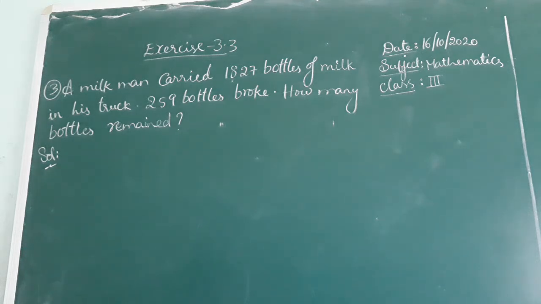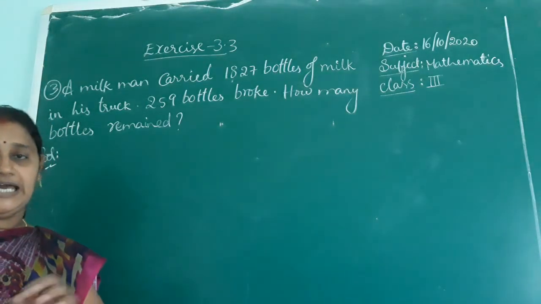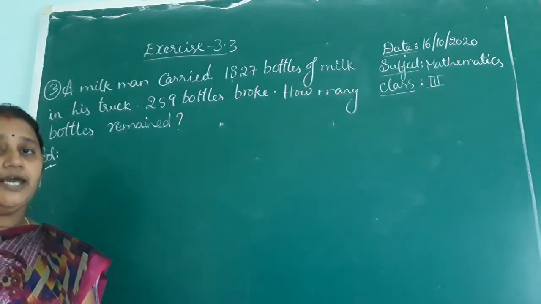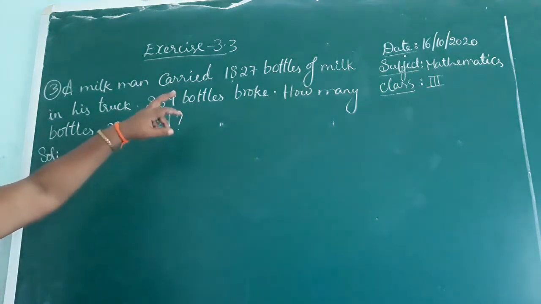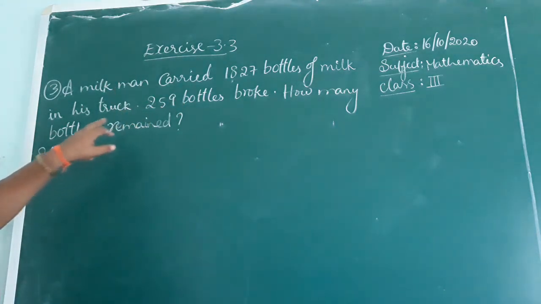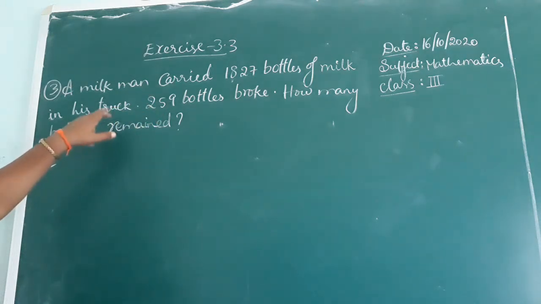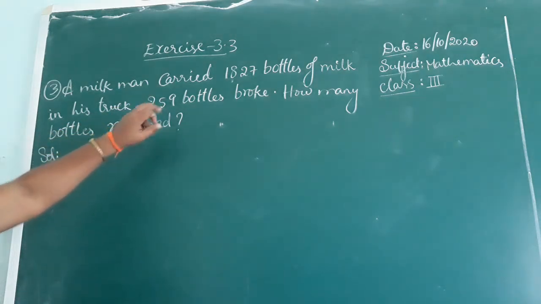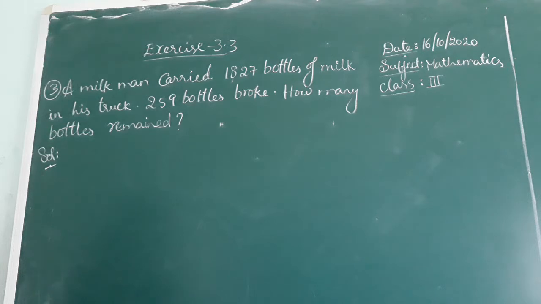In our houses also, in our daily life, we observe some milkmen used to carry some bottles of milk. Like that only, here a milkman has 1827 bottles of milk. In a truck he will bring them, and in that 259 bottles were broken. So now they are asking how many bottles remained, that means how many are left without breaking.